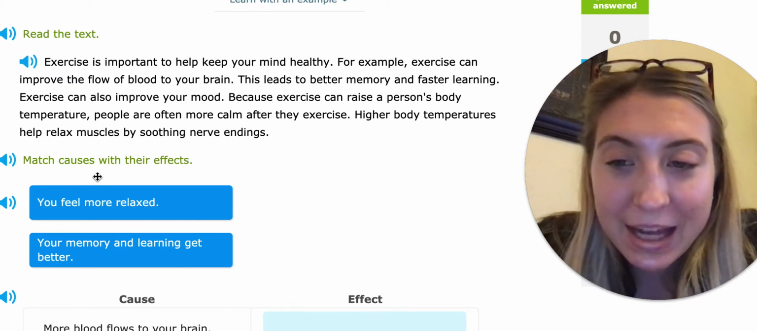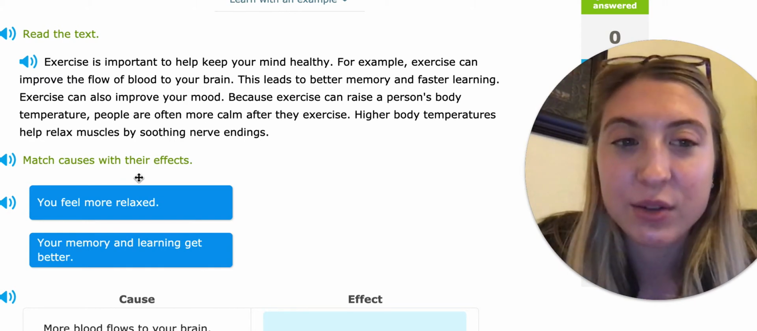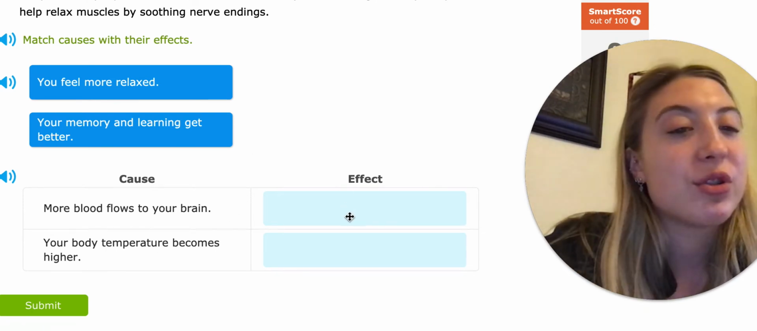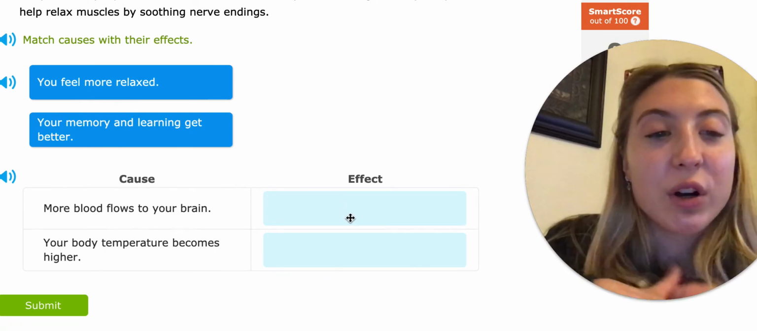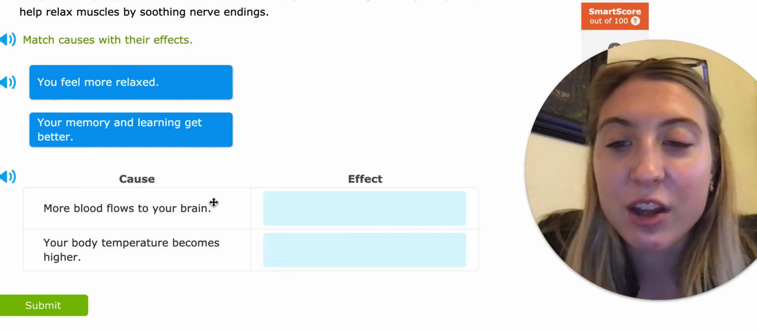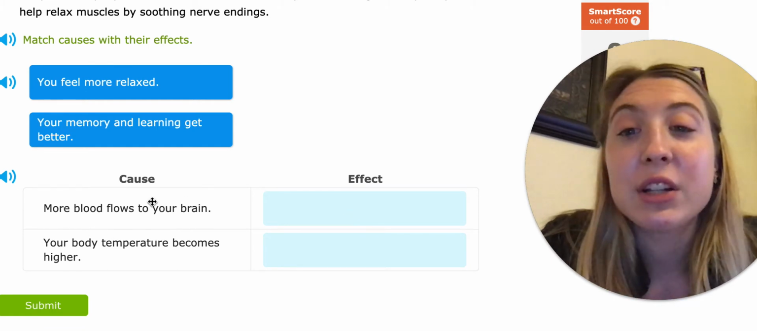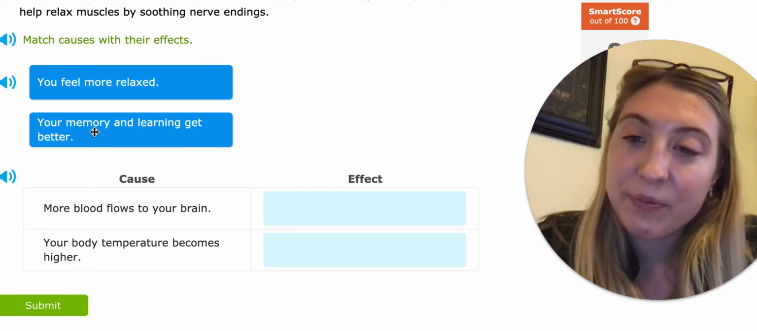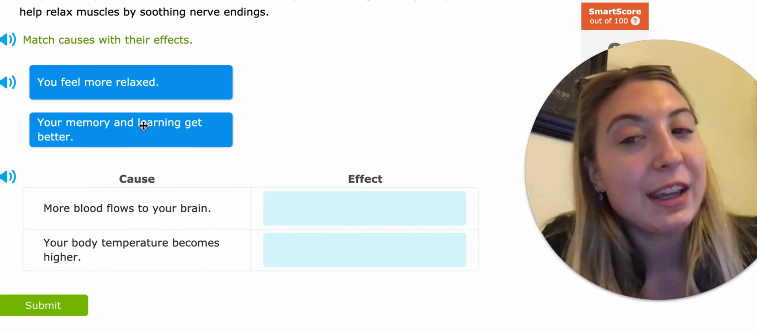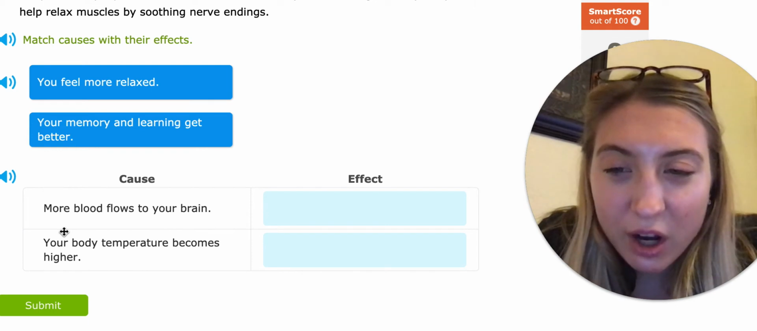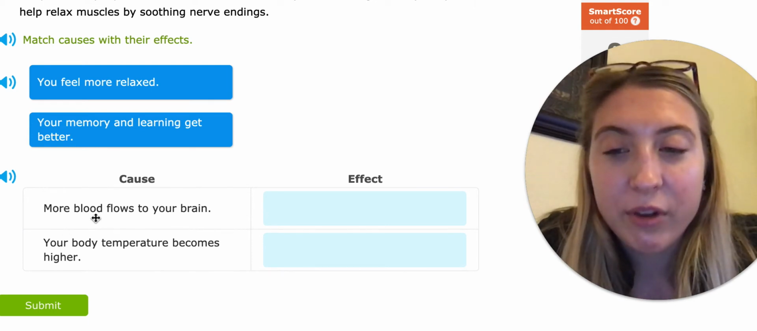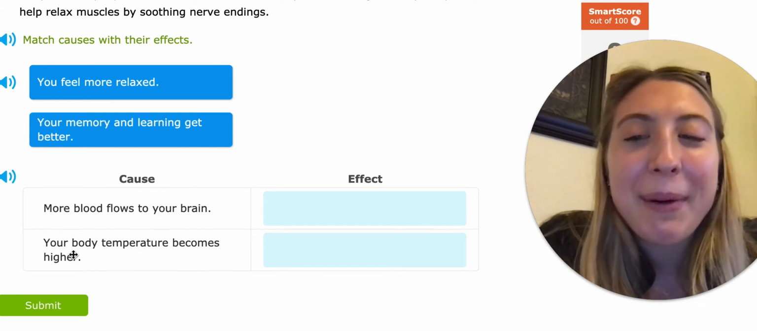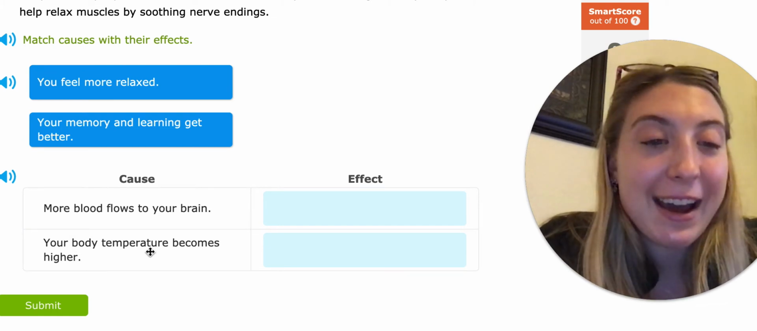So now we want to match causes with their effects. They're giving us our cause, so what's the effect? What is the result? What happens because of that? So more blood. Let's read our effects first. You feel more relaxed. Your memory and learning get better. So here are our causes. More blood flows to your brain. Your body temperature becomes higher.